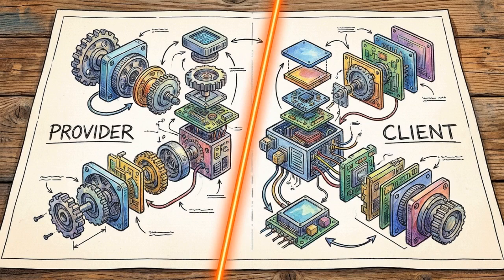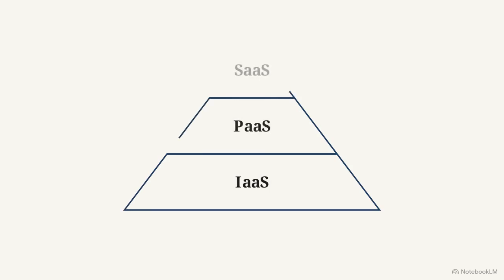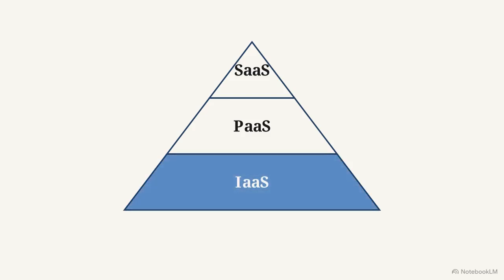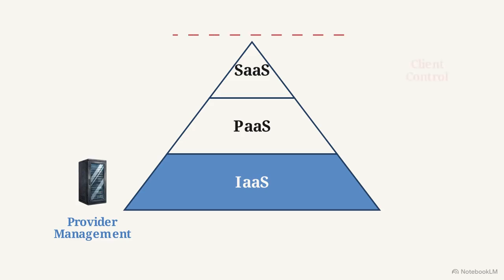This boundary is defined by 3 primary service models, structured here as a pyramid. At the base is Infrastructure as a Service, or IaaS. In this model, the provider manages only the physical servers, storage, and networking hardware. With services like AWS EC2 or Azure Virtual Machines, the client remains responsible for installing the operating system, maintaining patches, and deploying applications. IaaS is suited for clients who require total control over their operating environments.